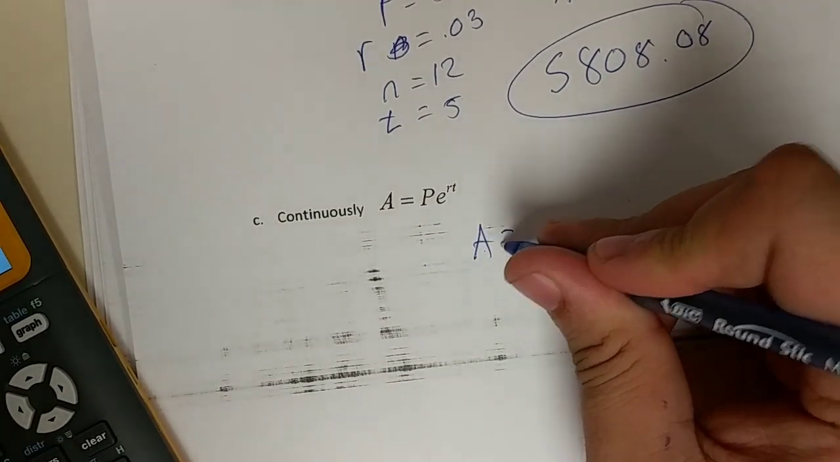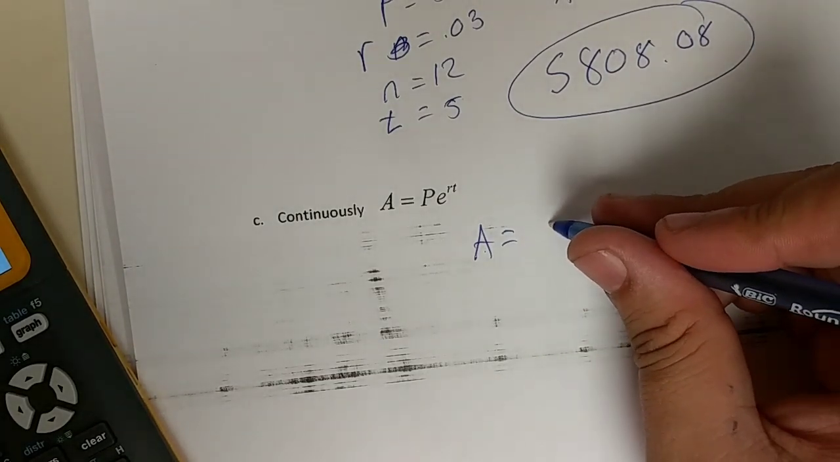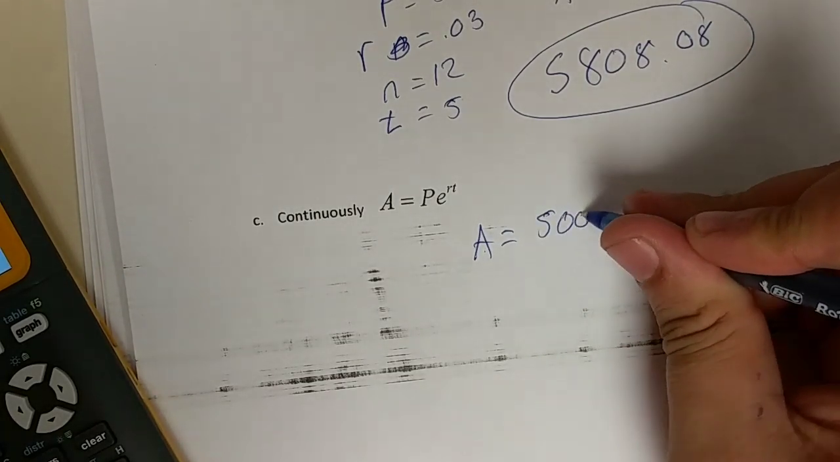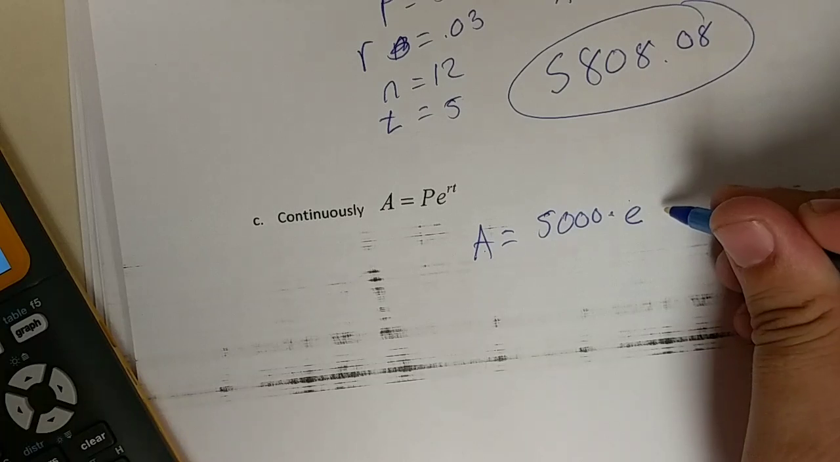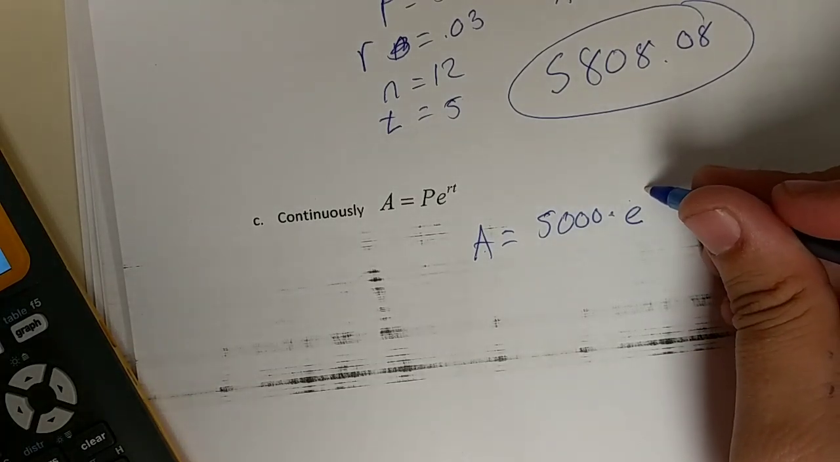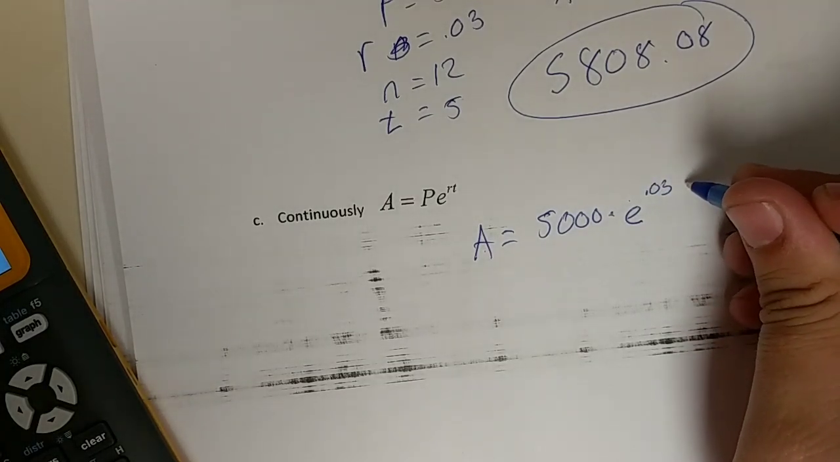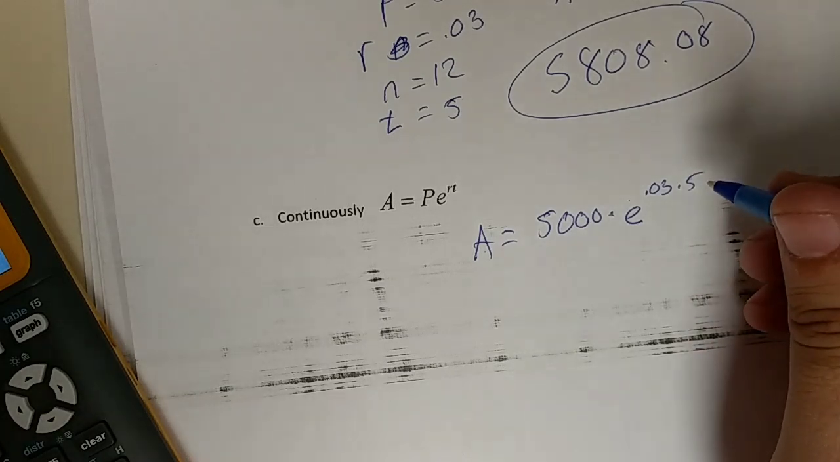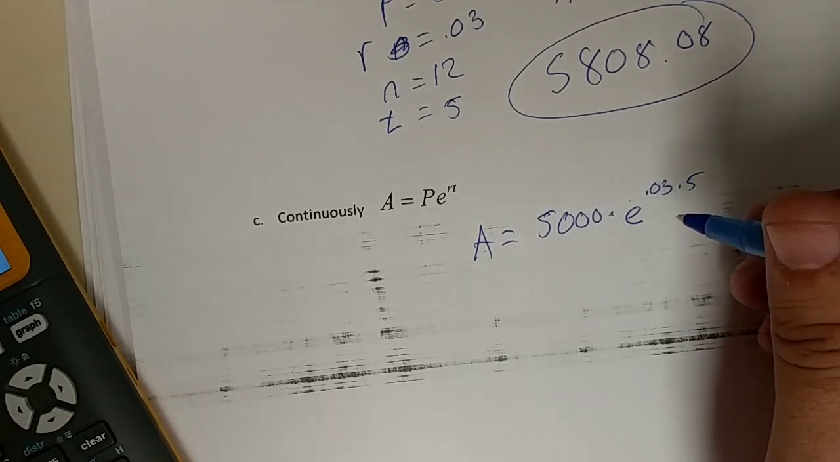So A equals, P is still 5,000 times e. R is still the same rate, 0.03. And T is still the same, which is 5 in this case. Yes, 5 years.